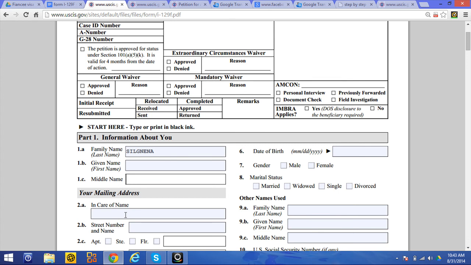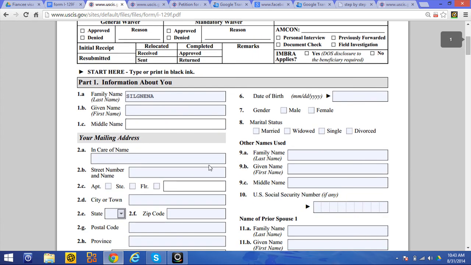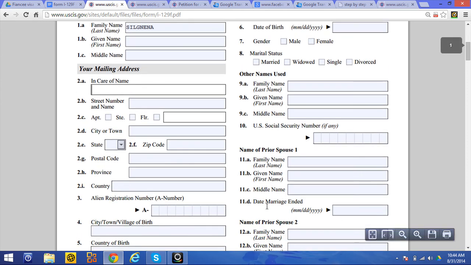The information about the mailing address should be clear. You put your mailing address. Just input your mailing address here. In case someone else is receiving your mail, put the name of this person here. But most of the time, you are the one receiving your mail, so just type your name here. If it's someone else receiving your mail, put the name of that person. But most of the time it's going to be your name, street address, apartment, city, state. There is nothing to explain here.